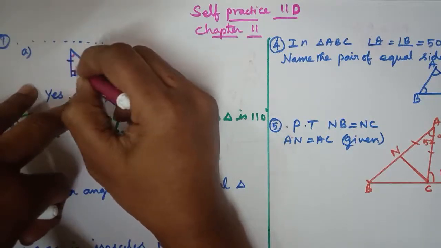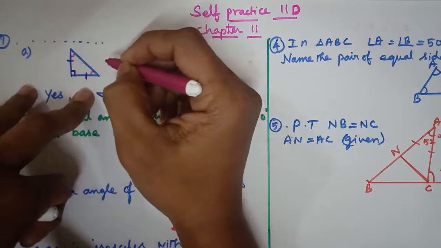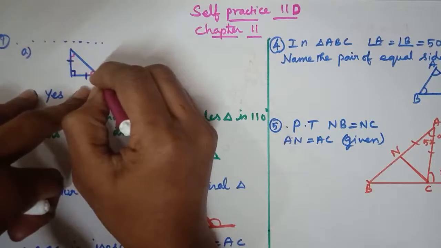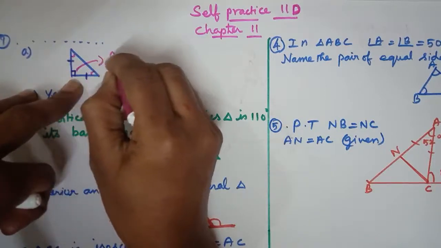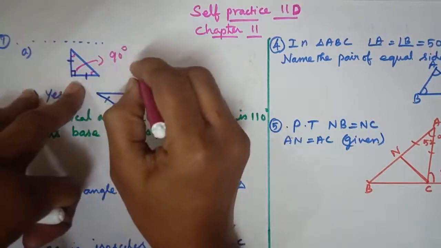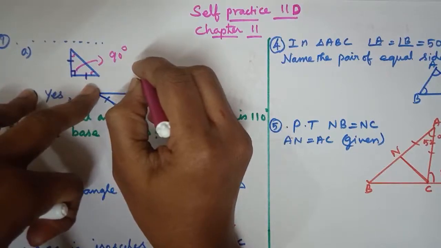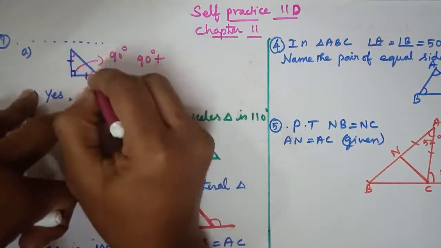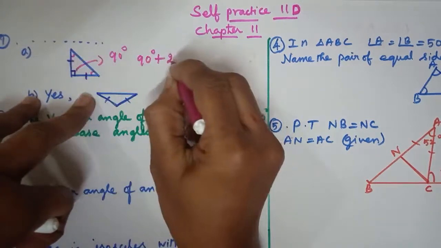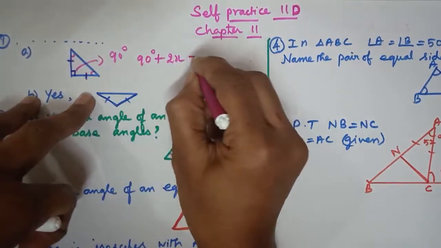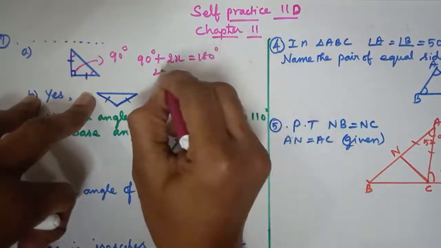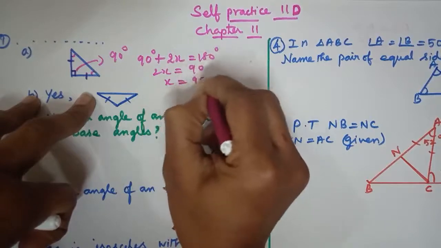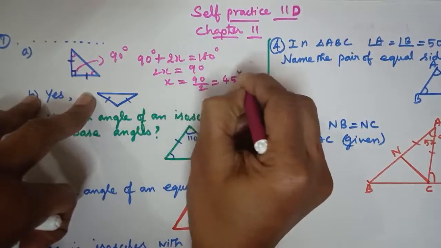angles opposite to two equal sides are equal. This is one of the properties of an isosceles triangle. So these two angles are equal. This is 90 degree. By the angle sum property of a triangle, the sum is 180 degree. So 90 degree plus these two equal angles, here I have written 2x, equals 180. Therefore 2x is equal to 180 minus 90, 90 degree. Therefore x is equal to 90 by 2, that is equal to 45 degree.